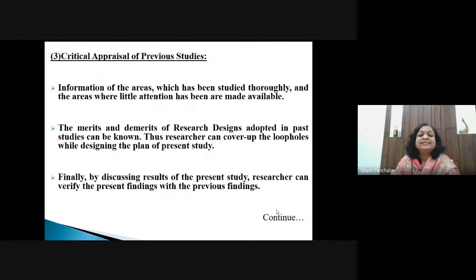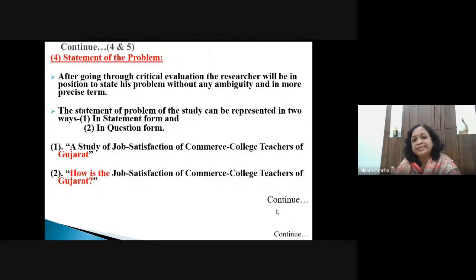Now the next is, after identifying the research gap and going through the critical evaluation, you would be in a position to state the problem without any ambiguity. Why? Because you have done all the literature review, you have tried to analyze it, you have tried to paraphrase it, you have tried to find out what already exists.